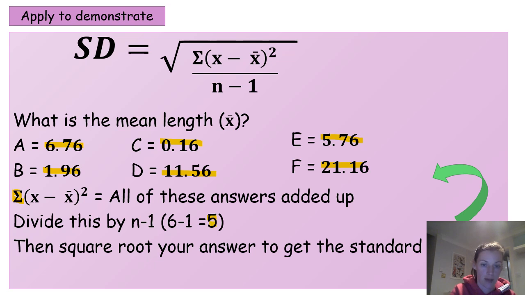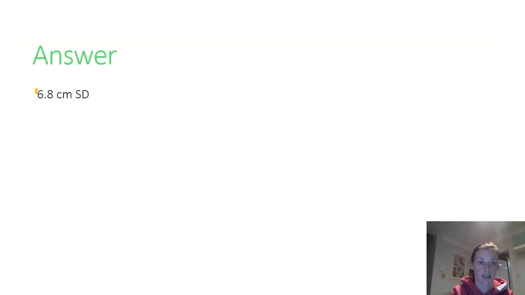The reason why it's 5 is because we had 6 samples altogether, but our n minus 1 over here, so we had 6 minus 1, that gives us the 5. Then once you've got your answer, square root that answer to get your standard deviation. So check whether you've done that right, pause the video while you do it, and I'll reveal the answer on the next slide. So hopefully you got an answer of 6.8 centimetres for your standard deviation.